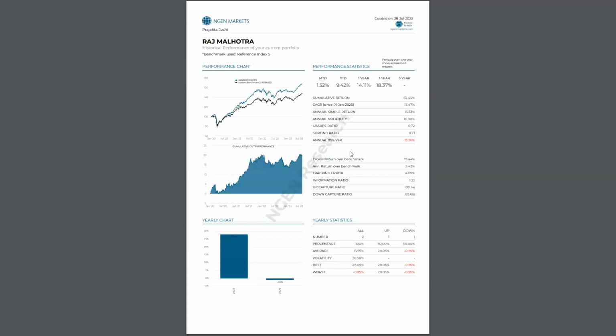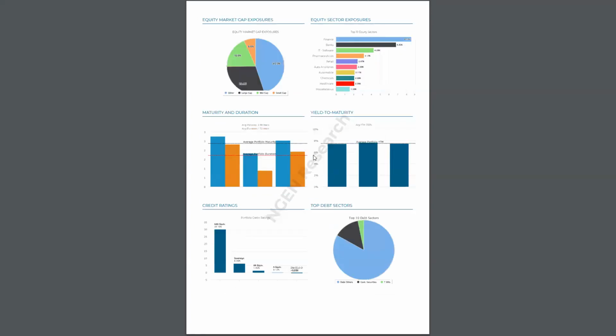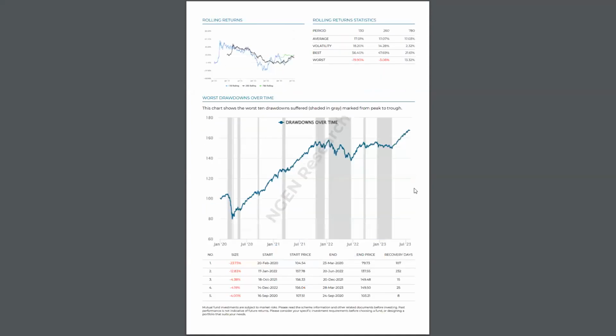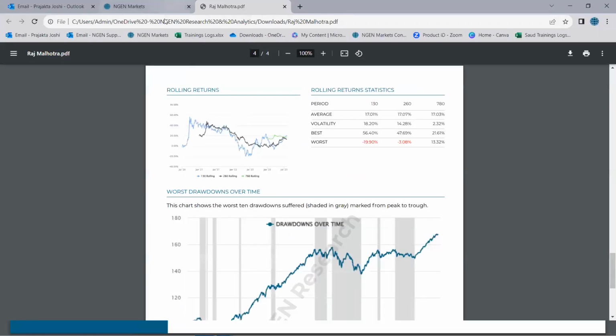And as you scroll down, you have the asset allocation of the particular client's portfolio, the components in percentage terms, what are its underlying top exposures, the entire analytics that we just did gets exported into a PDF. And of course, we have highlighted the rolling analysis, very, very crucial, and of course, the drawdowns, right, in the PDF.